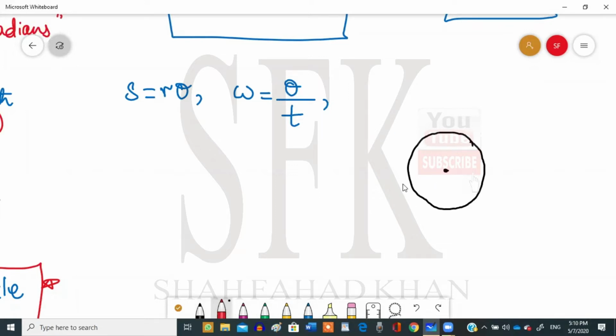Okay, let me ask you something. An object starting out from this point A completes one cycle and returns back to this point A. The time that it takes to complete one revolution, what is that time called? Any idea, guys? The time in which it completes one revolution. What is it called? The time period, correct.